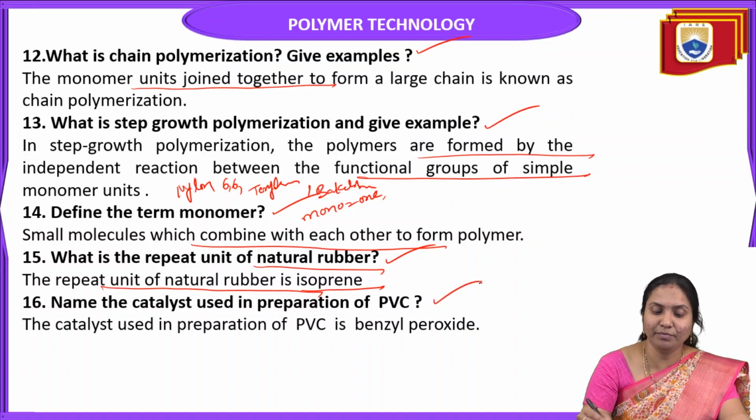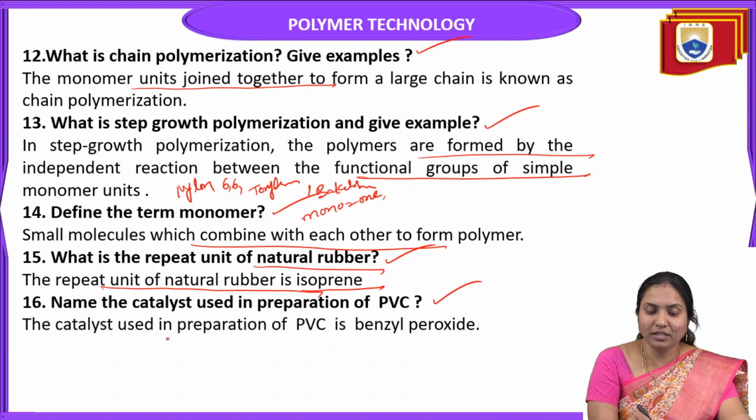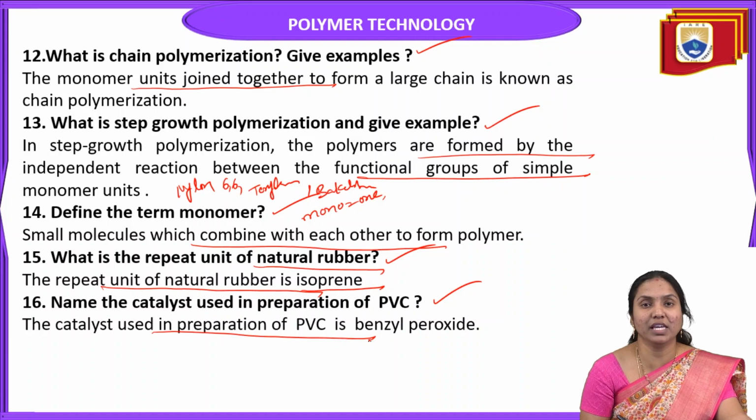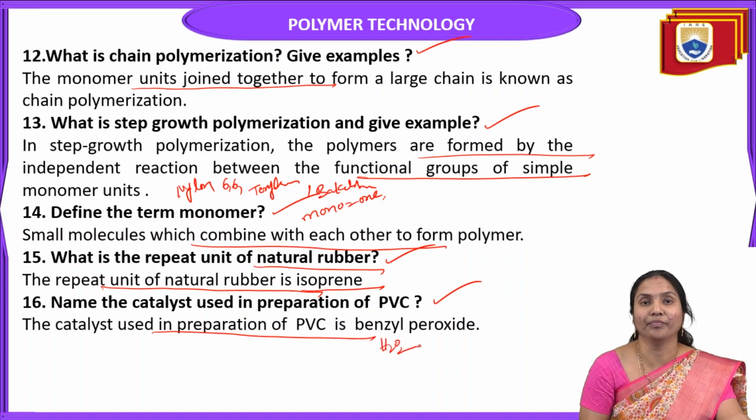Next question is, name the catalyst used in preparation of PVC. So here, in the preparation of polyvinyl chloride, the catalyst we are using is benzoyl peroxide, or hydrogen peroxide also we are using. So the main catalyst used for the preparation of PVC is benzoyl peroxide or hydrogen peroxide.